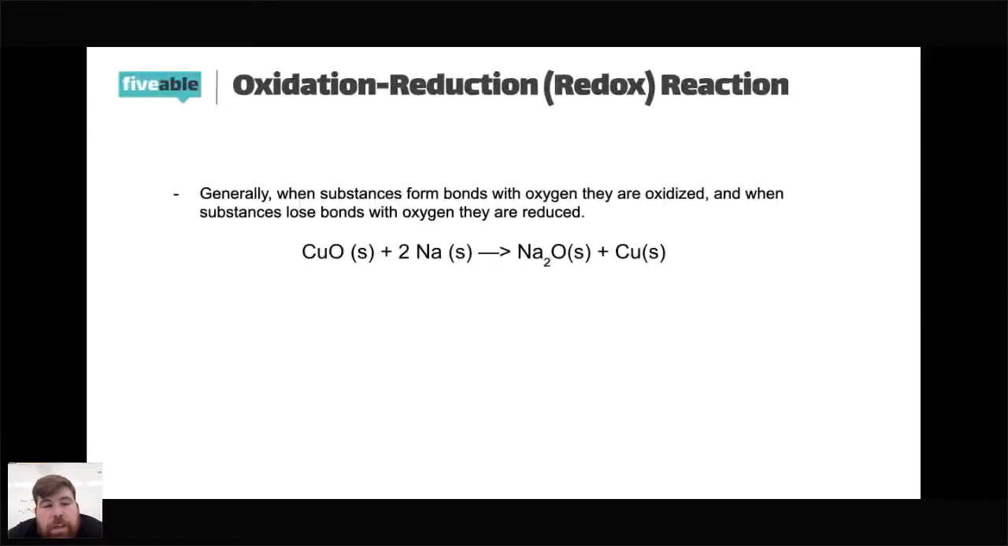And interestingly enough, because copper lost the bond with oxygen, it became reduced. This is a super big generalization, but it's a good one for when you're practicing more specific and more heavy-duty oxidation reduction equations down the road. So keep that on the back of your mind.